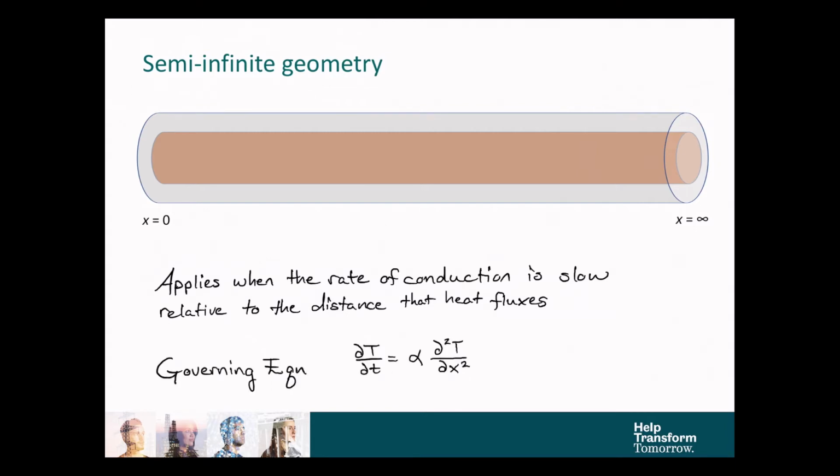The governing equation is the same as it was in the last chapter because the physics haven't changed. We've got a time derivative and the Laplacian of temperature in the spatial dimension.